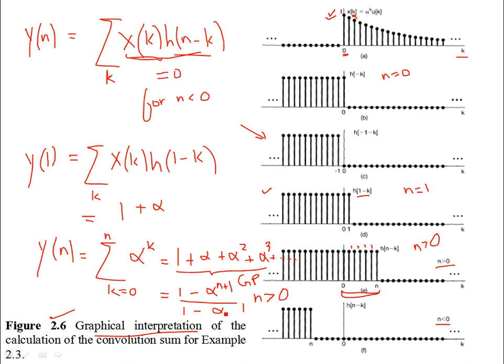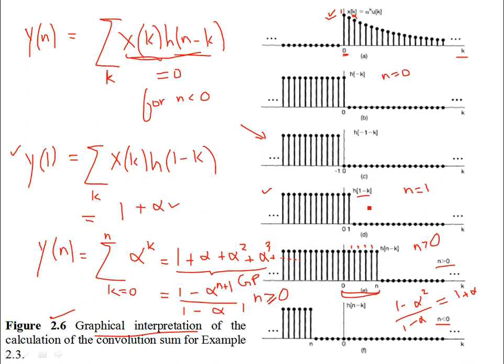Now I have y[n] for n greater than or equal to 0. If I have to check for y[1], for example, can we get this expression from here? For n equal to 1, this becomes 1 minus alpha squared over 1 minus alpha. This 1 minus alpha squared can be written as 1 minus alpha times 1 plus alpha, so this is 1 plus alpha. So I have my y[n]. Either I can write this for n greater than or equal to 0, or I can write it with u[n]. Both have the same interpretation.